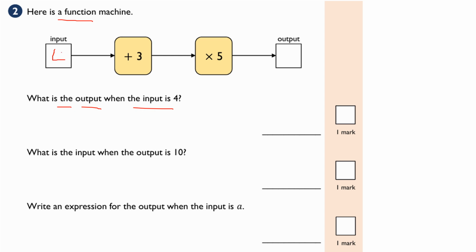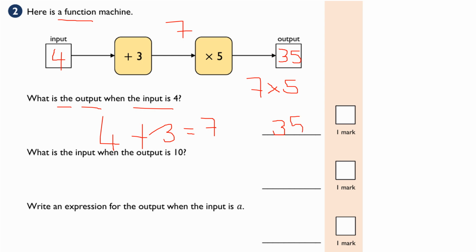So when the input is 4, guys, we have 4 plus 3, which is 7, and then we multiply that by 5. 7 times 5, we get 35. So when the input is 4, the output reads 35. Okay, what about this next one?